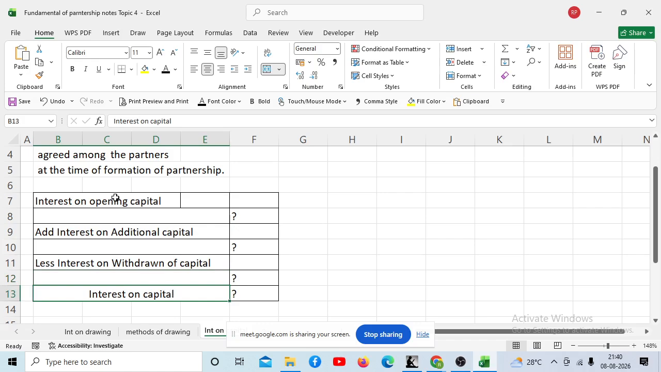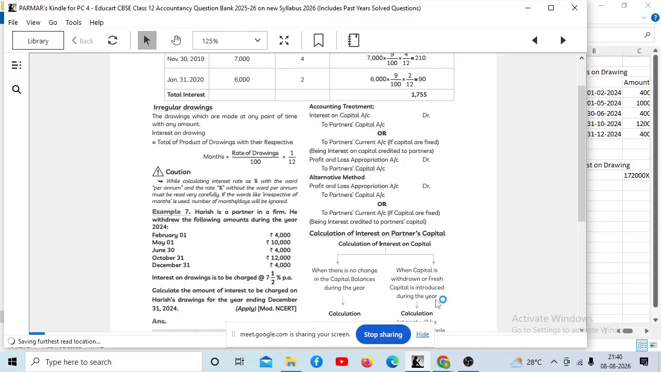This chart you can prepare afterwards. No need to prepare now. Now we will solve some questions based on this. I think we had solved till question 7, right?